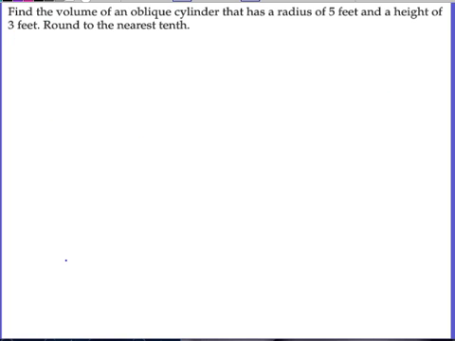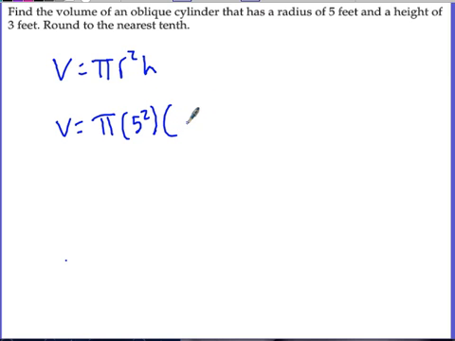And then this last one: find the volume of an oblique cylinder that has a radius of 5 feet and a height of 3 feet. Again, with cylinders, it's the same as with prisms. The fact that it's oblique doesn't mean it has a different volume. It's still volume equals pi r squared h. So we do pi times the radius of 5 feet squared, and then a height of 3 feet. So volume equals 235.6 feet cubed.